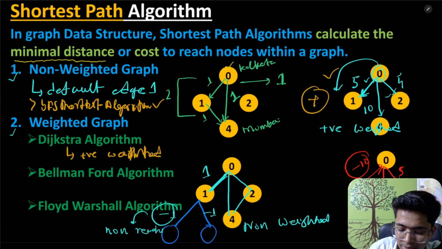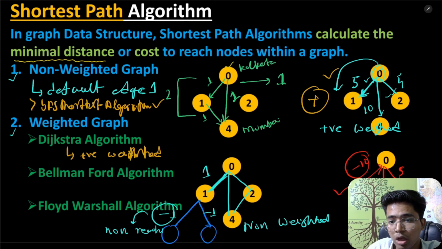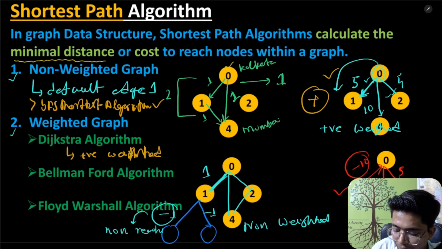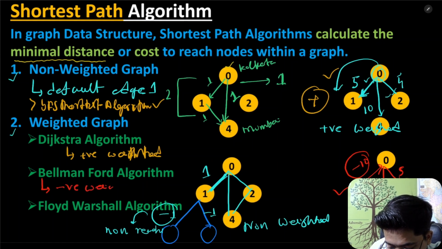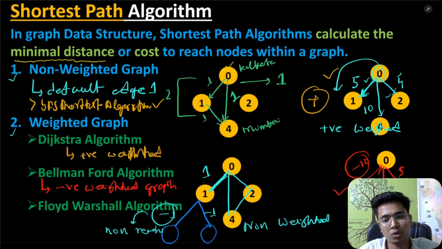When you get a negative case like this, we have gotten here a negative case. So in that case, to deal with the negative cases, we use the negative weighted graph approach, and we use the Bellman-Ford algorithm. And the Floyd-Warshall algorithm is also utilized in the shortest path algorithm.